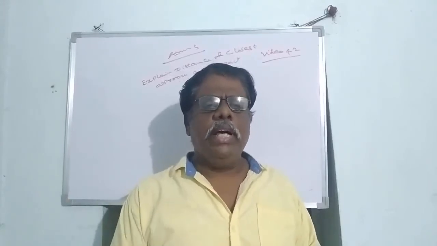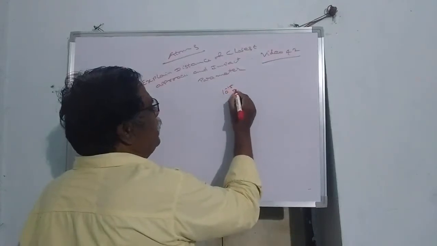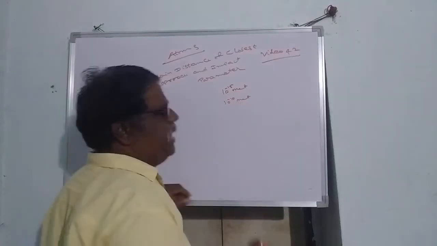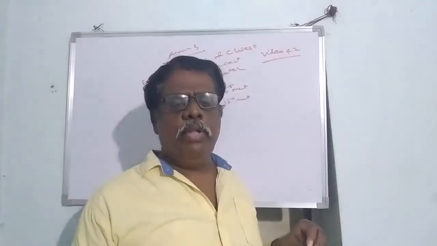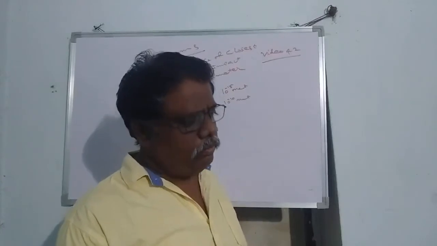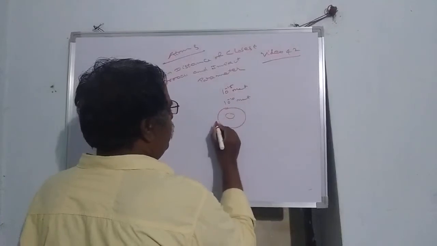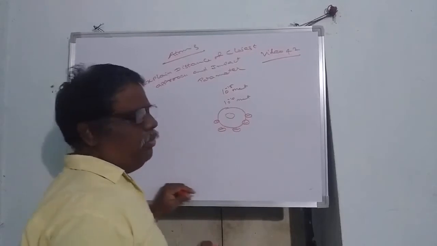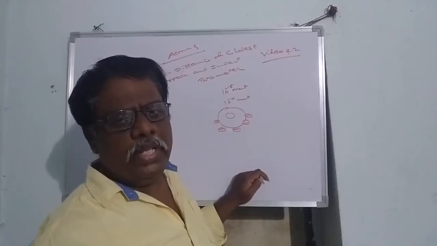By using this alpha ray scattering method, Rutherford estimated the size of the nucleus as 10 to the power of minus 15 meter and the size of the atom as 10 to the power of minus 10 meter. The whole negative charge of the revolving electrons should be equal to the positive charge of the protons present inside the nucleus. When electrons are revolving around the nucleus, the centripetal force of these electrons is balanced by the electrostatic force applied by the nucleus.